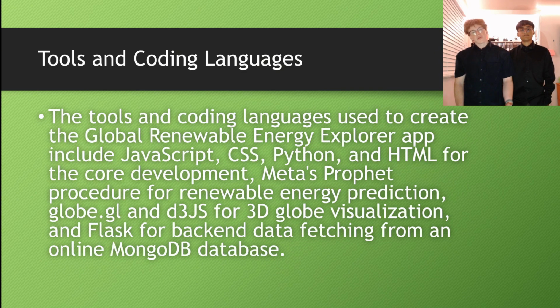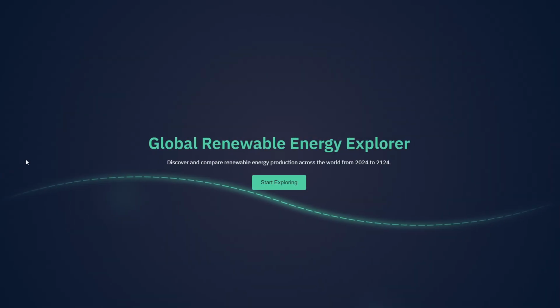We used a variety of tools in both the front end and the back end of this app. In the front end, we used JavaScript, CSS, and HTML, as well as GlobeGL and D3JS for 3D globe visualization. In the back end, we used Flask with Python connected to an online Mongo database in order to fetch the queries for the different countries. Now moving on, we'll be demonstrating our app.